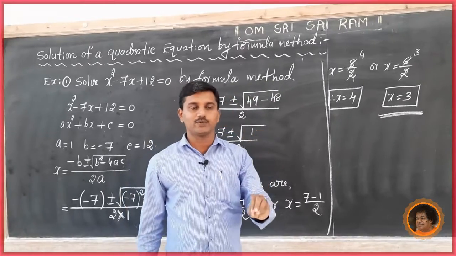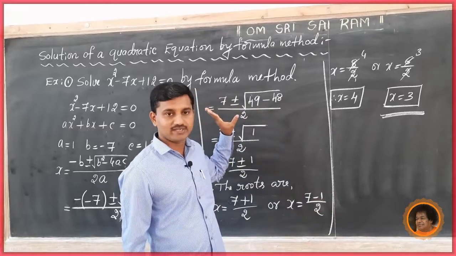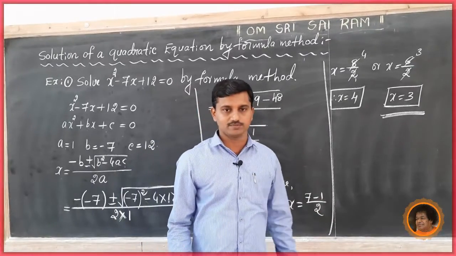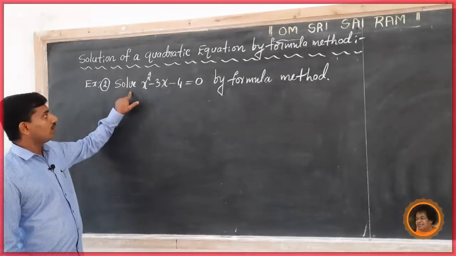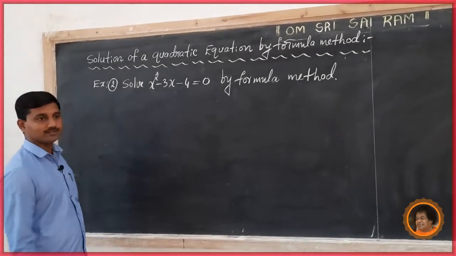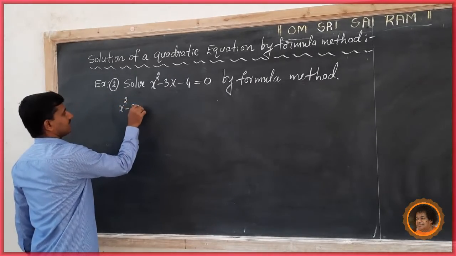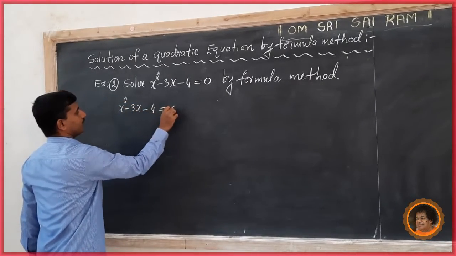Solve the quadratic equation by formula method. This type of question is very important, so you have to practice this type of question. Go on to the next example. Solve x square minus 3x minus 4 equal to 0 by formula method. So the given equation is x square minus 3x minus 4 equal to 0.